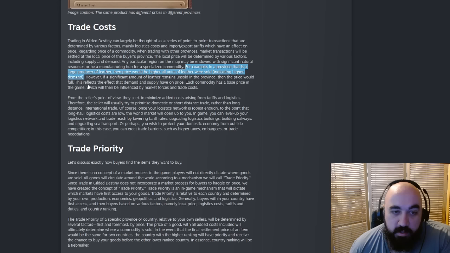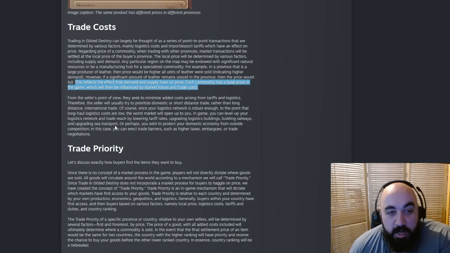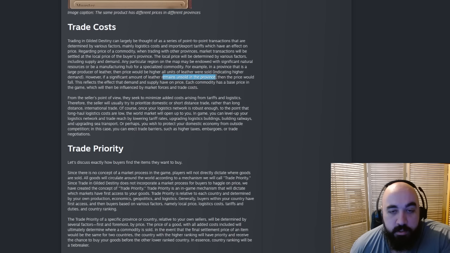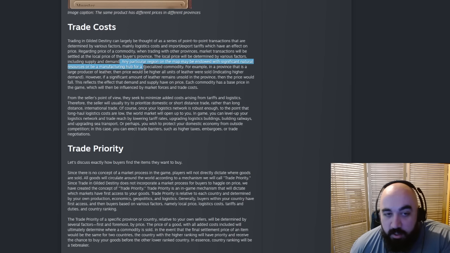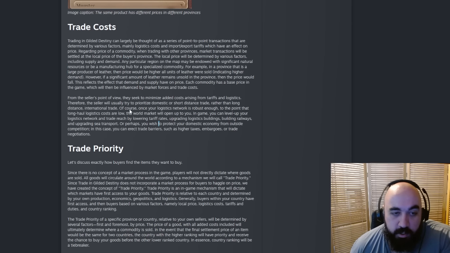This reflects an effect the demand and supply have on price. Each commodity has a base price in the game, which will then be influenced by market forces and trade costs. So, we're expecting demand just increases the price of the thing higher and higher. And then these unsold goods crater the price. And maybe it's the fact that something that is a specialization can sell at a higher price because it's a higher quality product. I really don't know what they're getting at there.